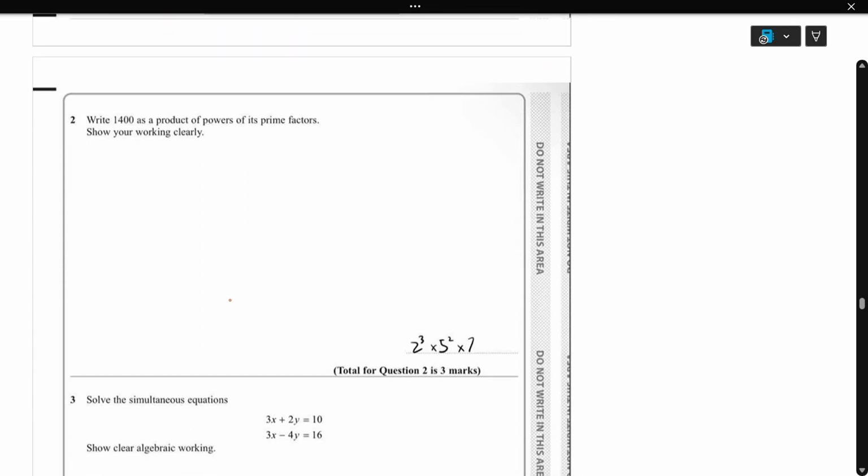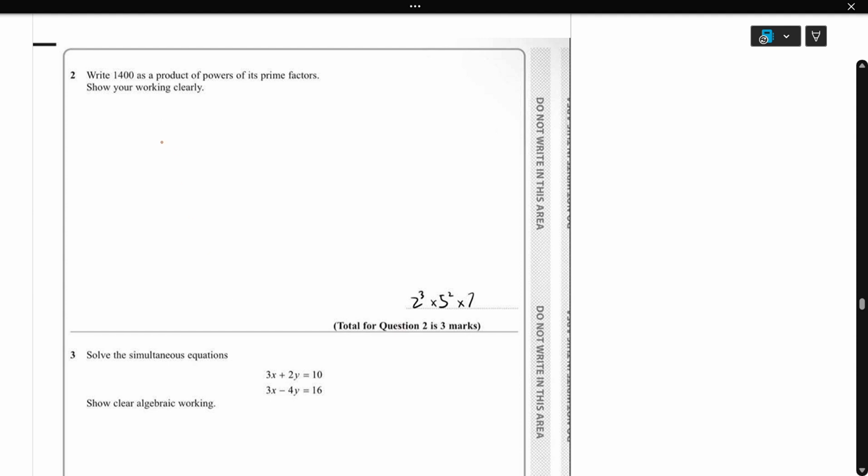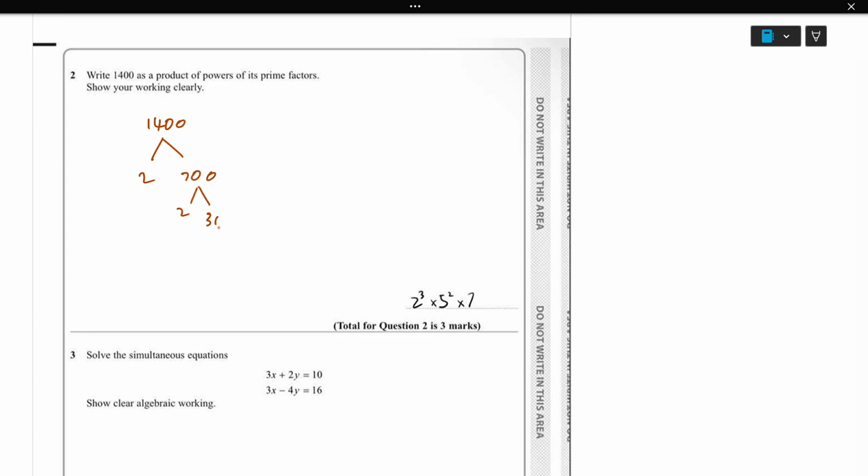Okay, the next question, question 2. Write 1400 as a product of prime factors. Show your working clearly. So 1400, divide by 2, then 700, then 2, 350, then 2, 175, then 5, then 35, then 7, then 5 and 7. So here 2 cubed times 5 squared times 7. That's the answer.